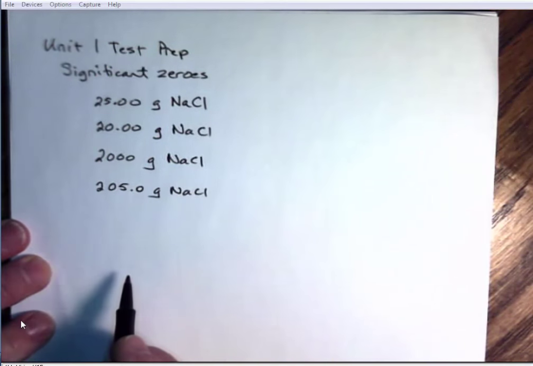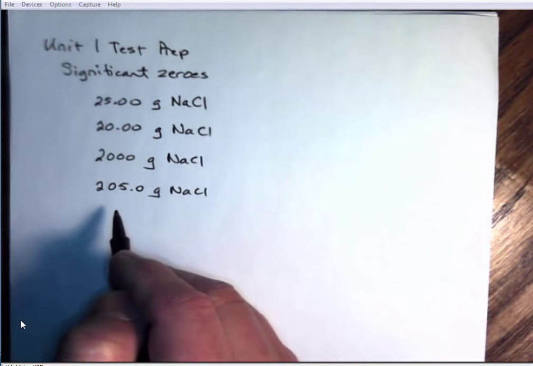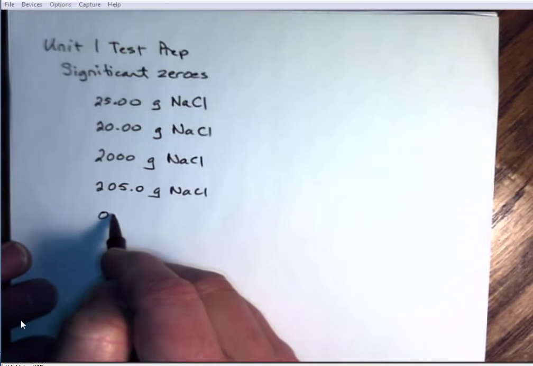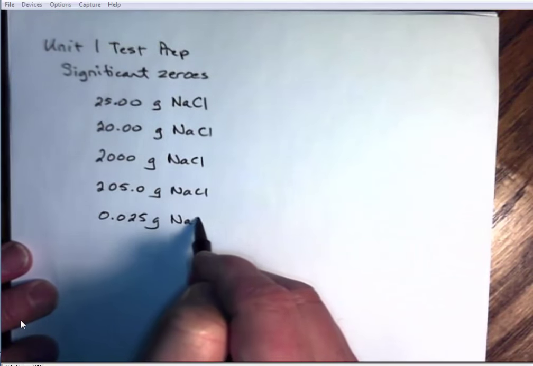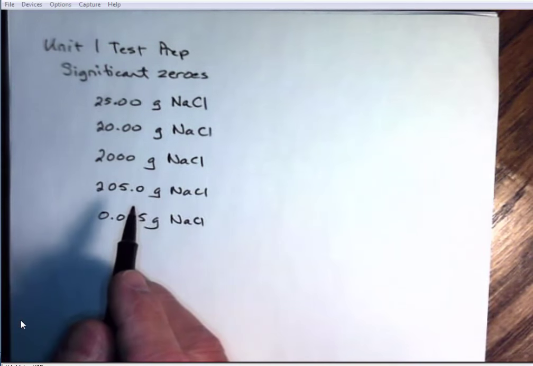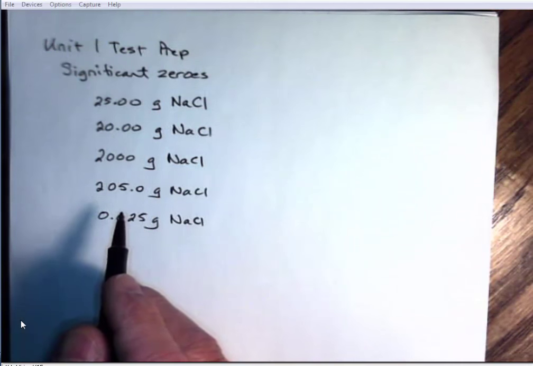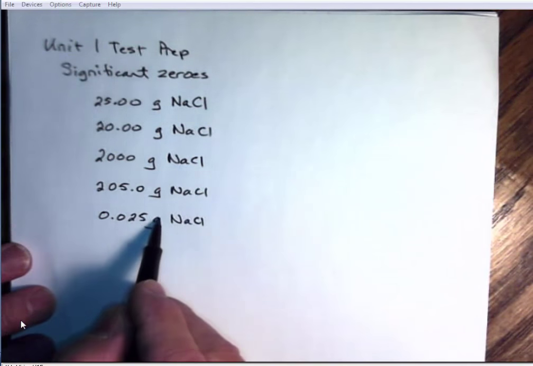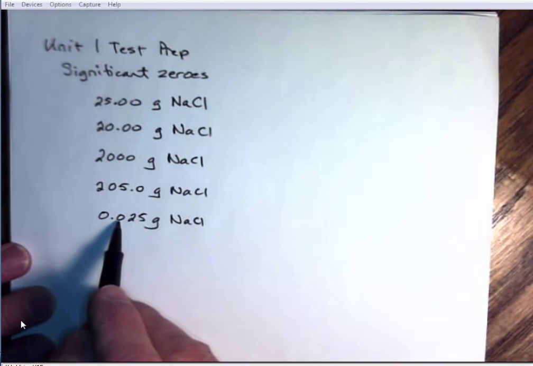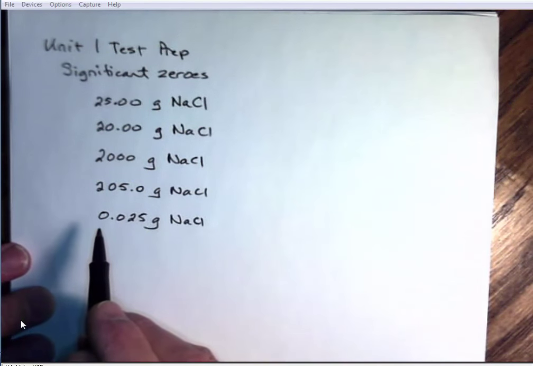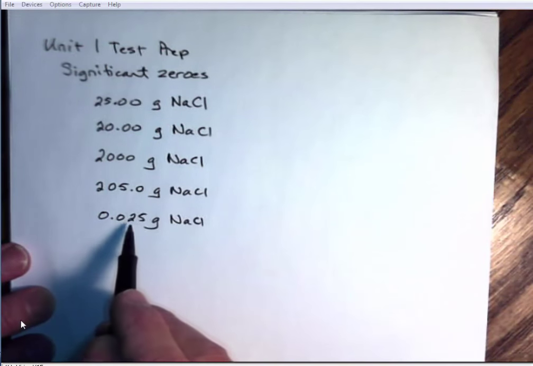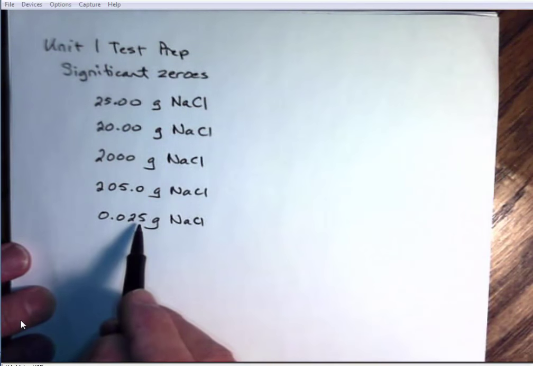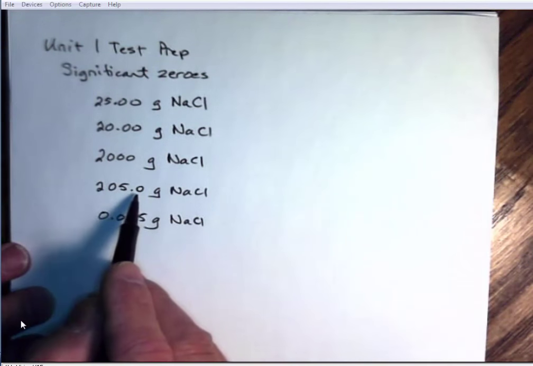Okay? Now let's say we have a leading zero. So let's say we have 0.025 grams of NaCl. Okay, now this would be measured on a balance that's more precise than the ones we have in this class. Those are called analytical balances, but those leading zeros are not significant. Okay, leading zeros are not significant. So the number of significant digits in this number is 2. The number of digits that are significant in this number is 4.